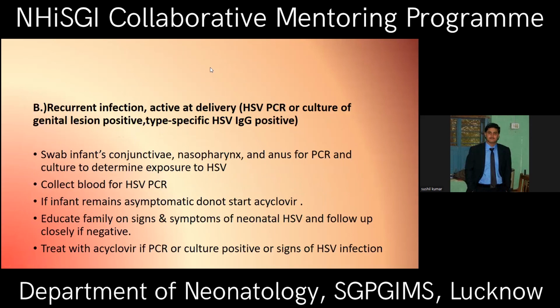The second category is mothers who have recurrent infection active at delivery, that is, HSV PCR or culture of the genital lesion is positive and type specific HSV IgG is also positive. Mothers with recurrent infection have lesser chances of transmitting HSV to the neonates by virtue of transplacental maternal antibodies. So they are not at as high risk as with primary infections.